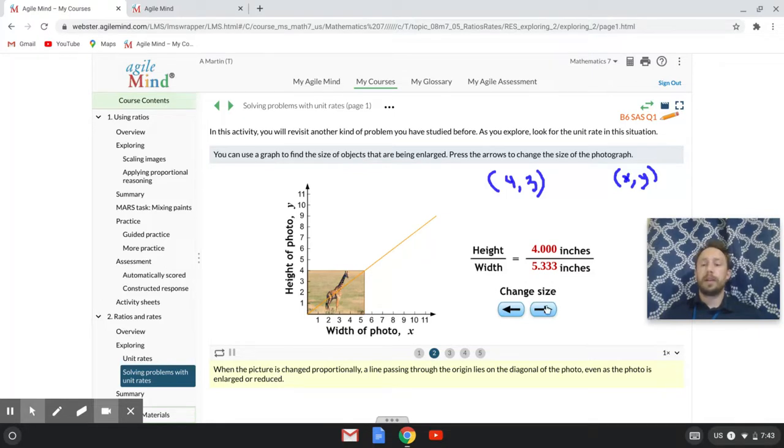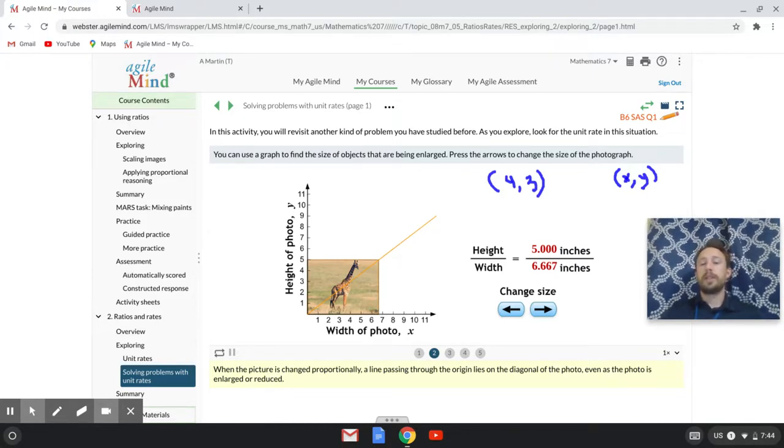1.333. All right, so let's see what happens next time. So once again, we're still increasing. We're increasing by an inch in height. And every time we increase by an inch in height, we're increasing by 1.333 inches in width.